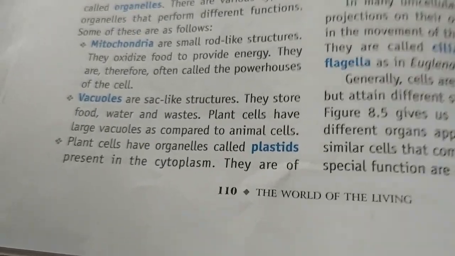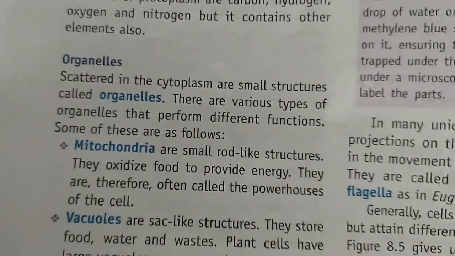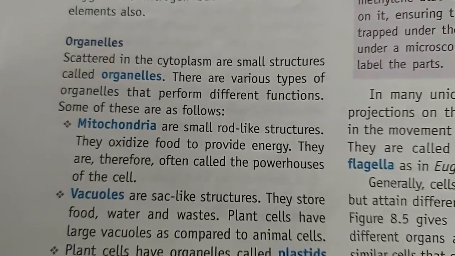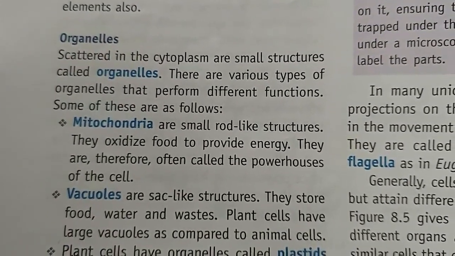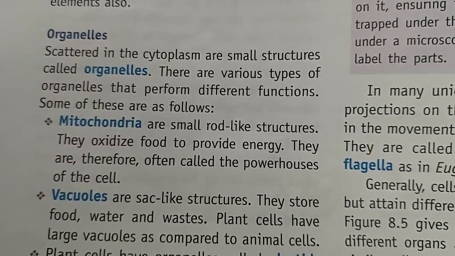Good morning, students. So we will be continuing with our next lecture of cell structure and functions. The topic name is organelles. Scattered in the cytoplasm are small structures called organelles. There are various types of organelles that perform different functions.